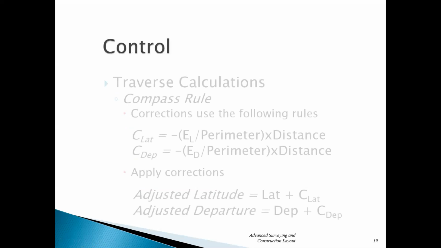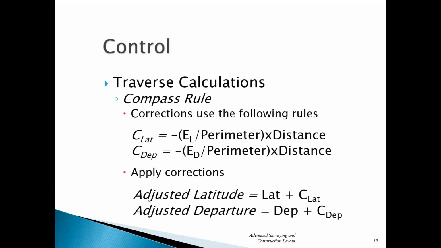Okay, so for the compass rule adjustment, we have to do two things. Remember, we have to calculate corrections and then we have to apply them. So basically, the calculation for any latitude is going to be your error in latitudes divided by your perimeter. And that's going to be then multiplied by the distance of the line you want to correct. So if you have 5 lines in a traverse, you're going to have 5 corrections of latitude and 5 corrections of departure. Then those get applied to your latitude and your departure.